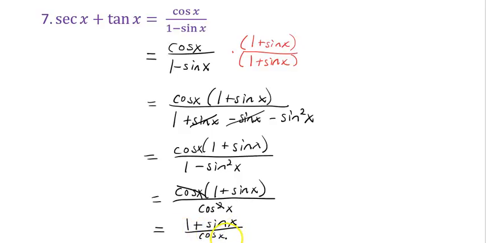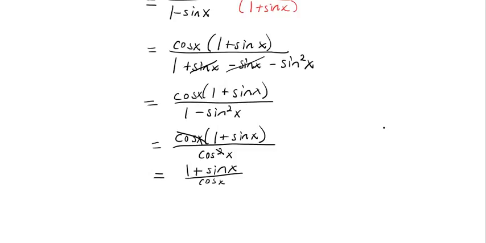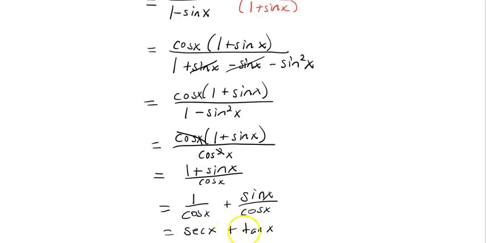And at this point you may be like, well, that's just almost upside down what we started with. It is, but it's actually better for us to work with because now that the denominator is one piece, I can separate this like I separated that first example. So I'm going to say that is 1 over cosine plus sine over cosine. And 1 over cosine is secant, and sine over cosine is tangent, and that's what I was going for. We actually match now the right side and the left side.